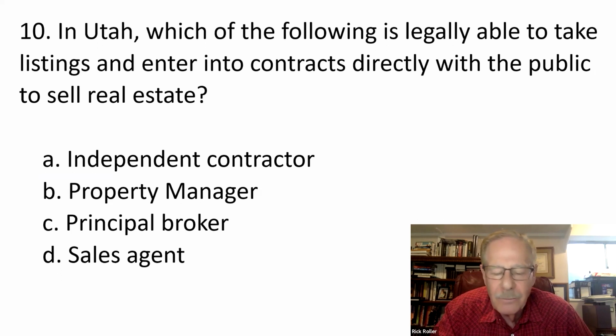Okay, in Utah, which of the following is legally able to take listings and enter into contracts directly with the public to sell real estate? Independent contractors, property managers, principal brokers, or sales agents? Okay, a sales agent acting on their own. Well, they can't be a sales agent acting on their own. Every sales agent must be attached by the umbilical cord to a broker.